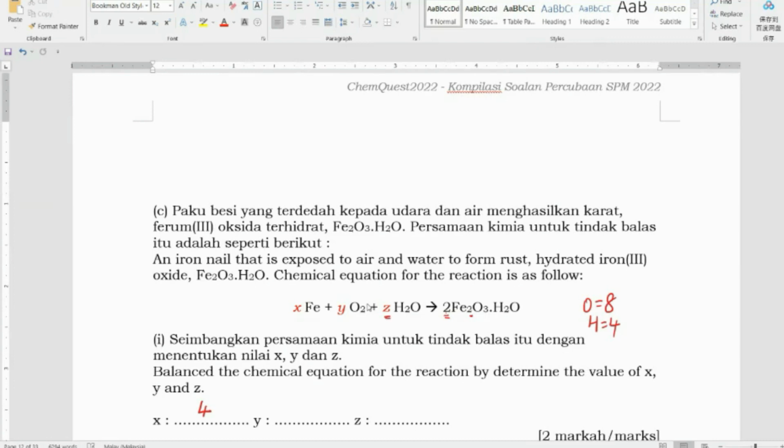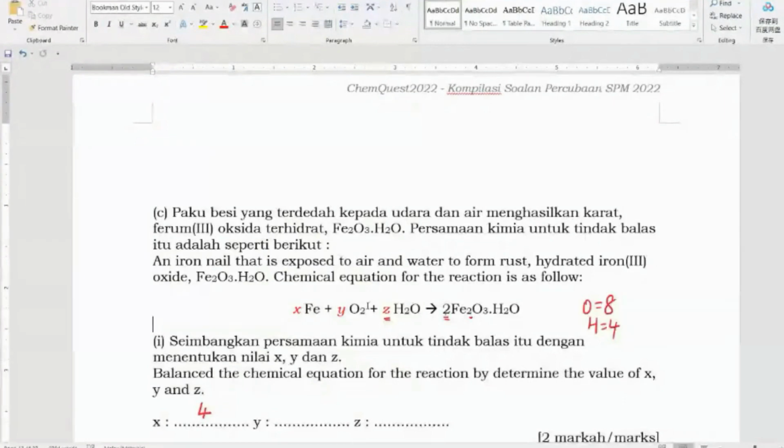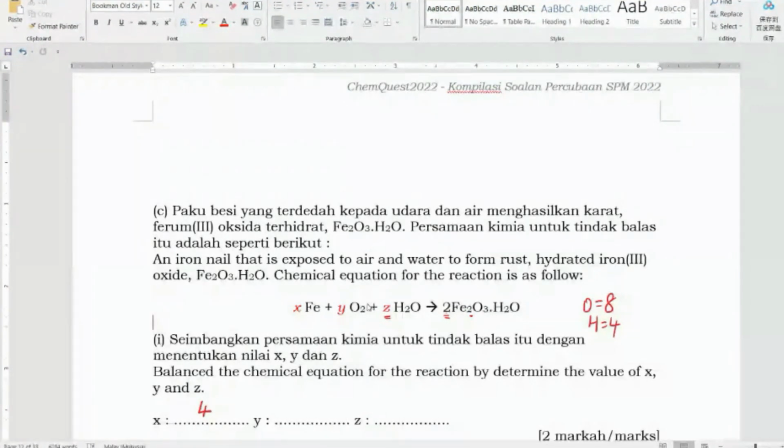So how about Z? So H2, what should be Z? So that you get 4 hydrogen. Z should be 2, right? Okay, 2. 2 times 2, 4.